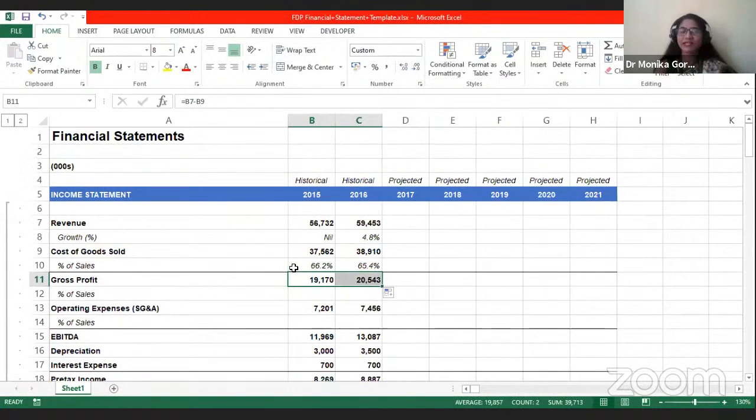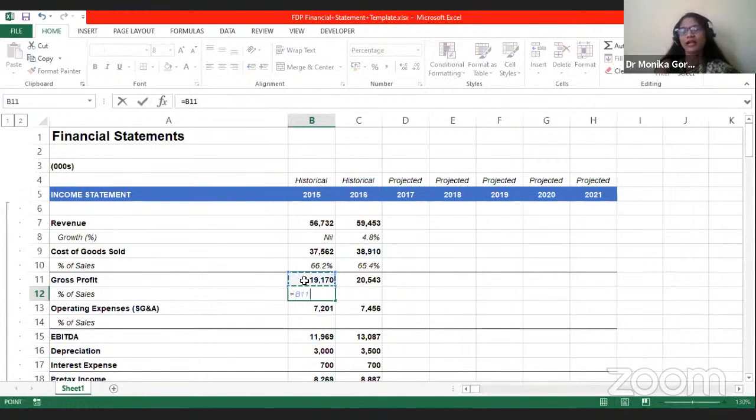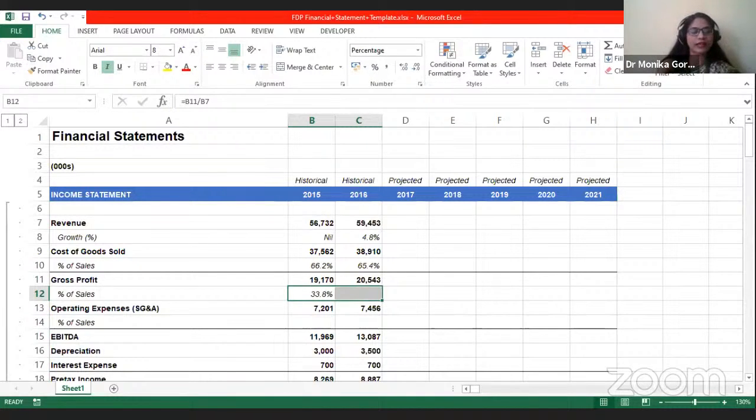Then what is the percentage of your gross profit to your sales? This is again going to help me to forecast the future 5 years. Okay, so again what I'll do is I'll divide gross profit by the revenues. Now I'll just click shift and left arrow and control R, so that it will automatically get pasted, whatever the formula was there.